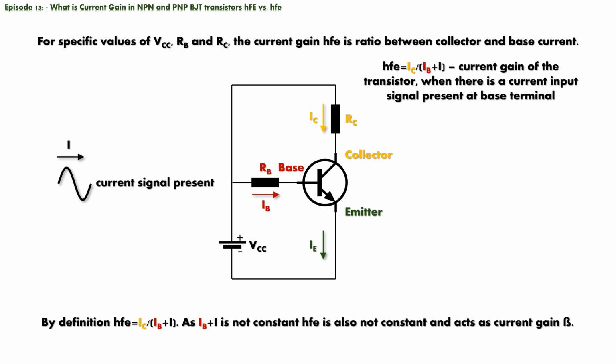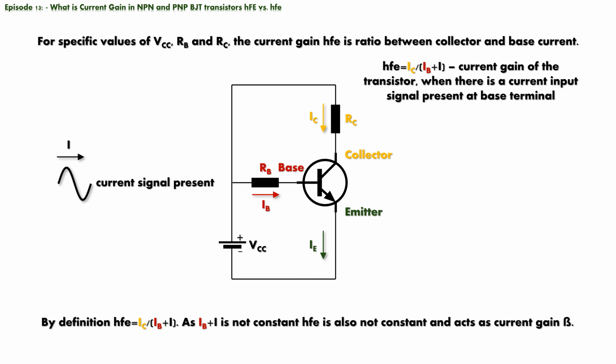Now, what is left is to define hFE, with small f parameter. Similar to hFE with capital FE, this parameter defines ratio between collector and base current, for specific combination of RB, RC and VCC, but now, when there is small current signal present at base input. This is also one very dubious parameter in transistor theory. What this small signal does, is that it turns current gain from hFE with capital FE to beta.